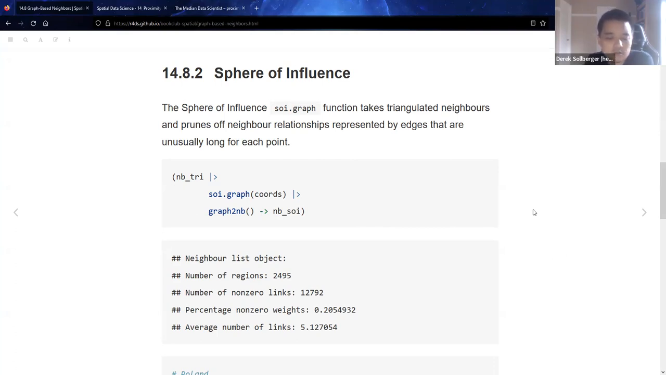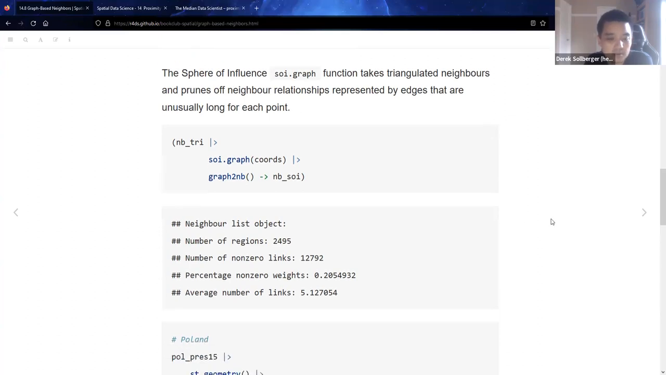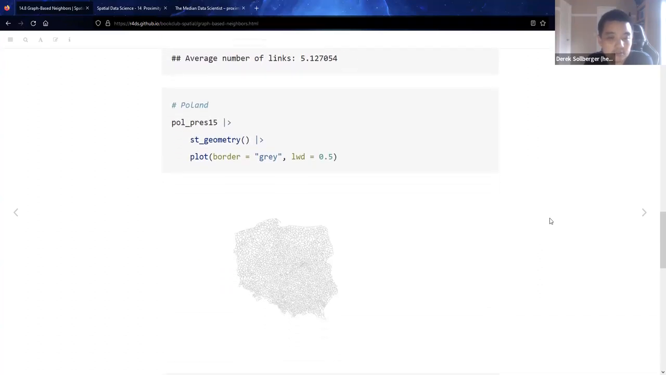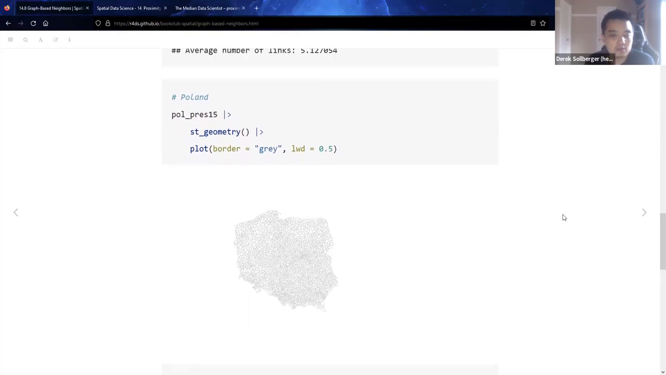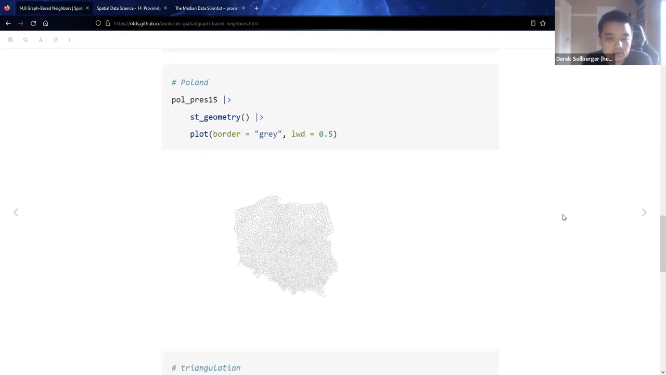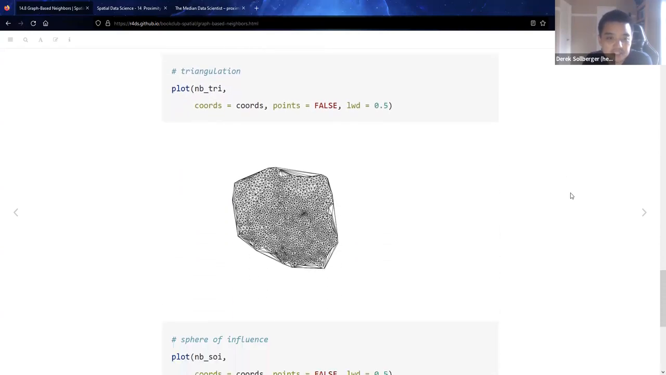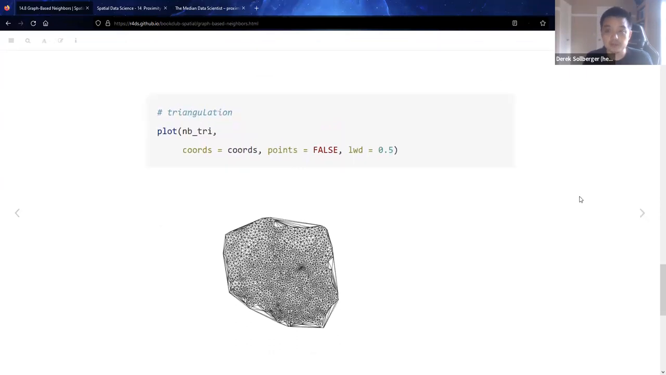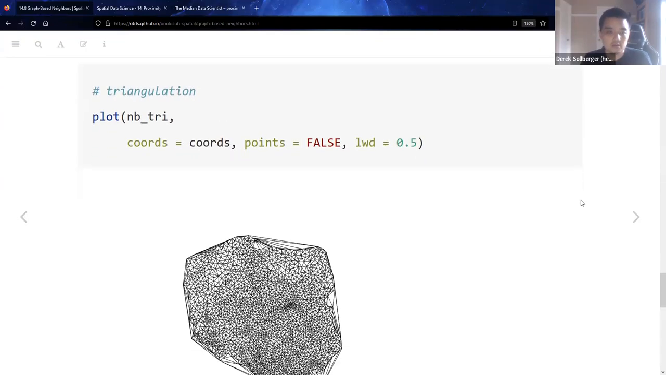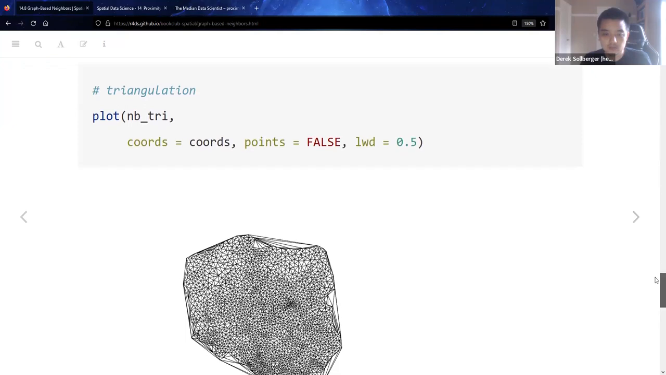If you're following along, admittedly, that was a lot of words and code. Perhaps pictures would be easier. So here's the Polish spatial data that we're looking at. Here's the triangulation. Let me zoom in a bit. Here's the triangulation.